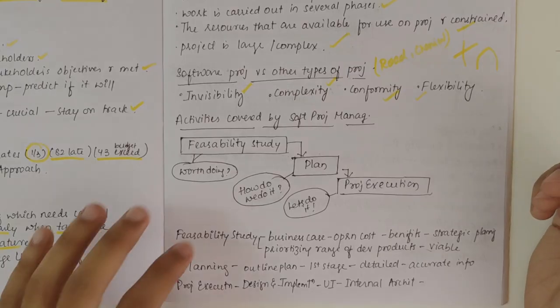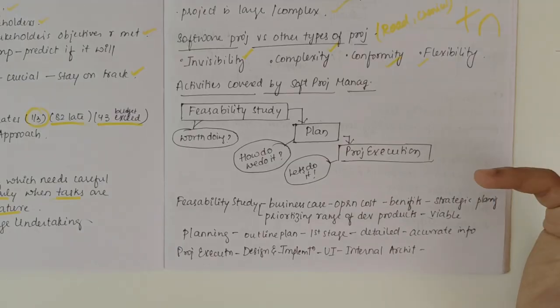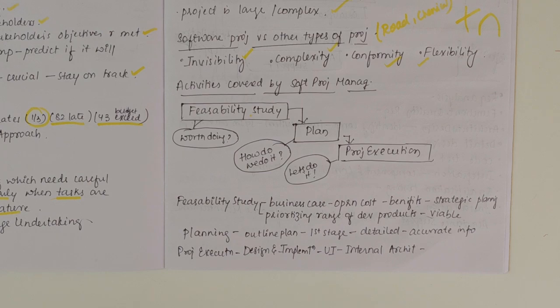Next, we have the activities covered by software project management. Firstly, we have three activities majorly. The first one is feasibility study. Feasibility study means we check if the project is viable.